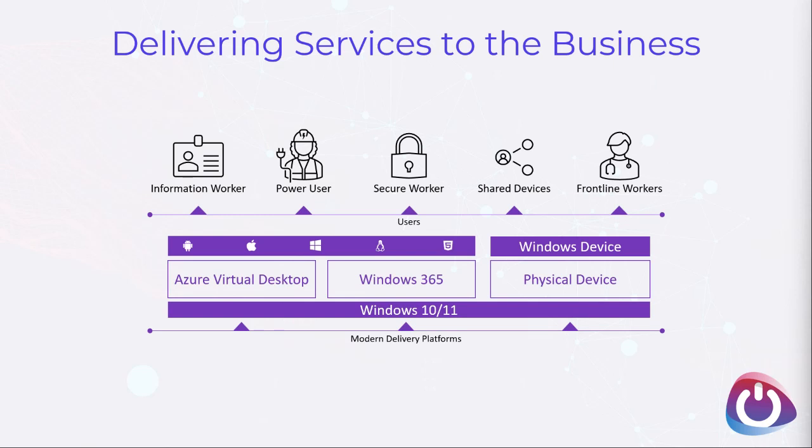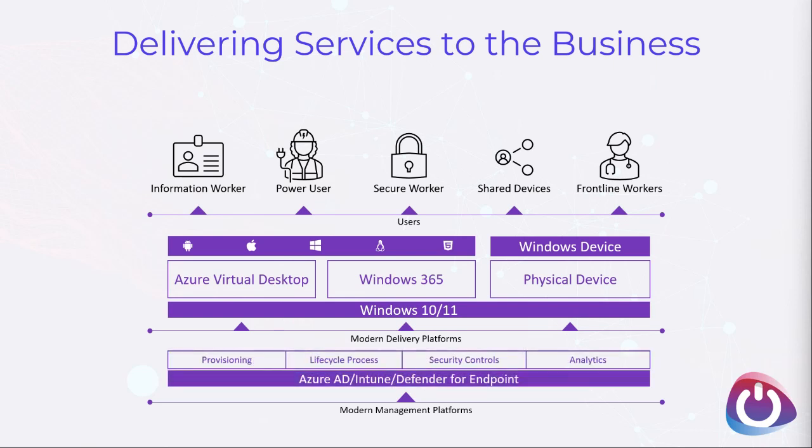Being able to be agnostic around what the device is and choosing the right delivery mechanism, but still having fundamentally the same management platform across all the different delivery platforms makes much more sense of leveraging that licensing investment, looking at how we use the combination of Azure Active Directory, Intune, and Defender for Endpoint to do the different things that we need to in terms of provisioning.